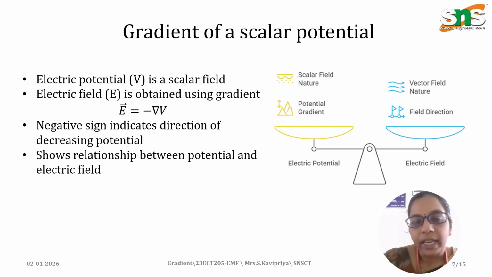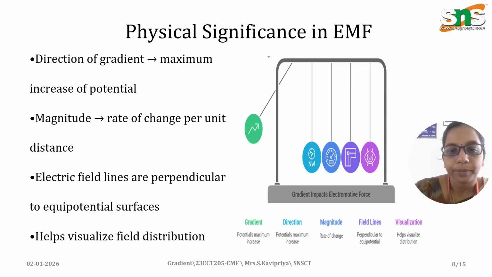Next is the gradient of the scalar potential. Electric potential is denoted by V, which is a scalar quantity. Now we apply the gradient on the electric potential, and the result is the electric field. E is equal to minus del V. The negative sign indicates the direction of decreasing potential. So E equals minus del V gives the relationship between the electric field and the electric potential.